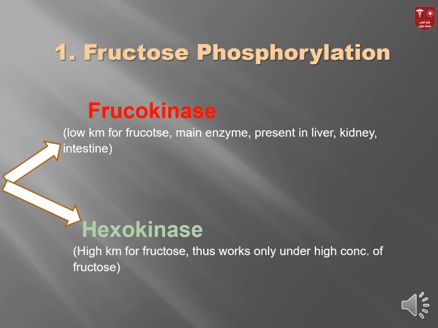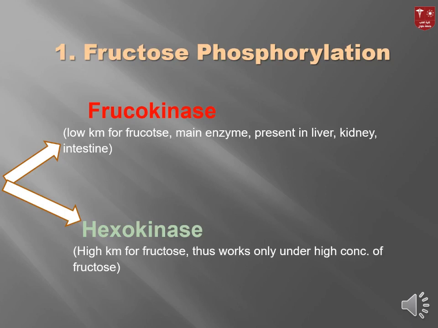Fructokinase is the main enzyme. This is an enzyme specific for fructose. It has a low KM for fructose, which means high affinity. This means that at very small concentrations of fructose, fructokinase can metabolize our sugar, which is fructose. This enzyme is present in the liver, kidney, and intestine. Okay, it converts fructose to fructose 1-phosphate.